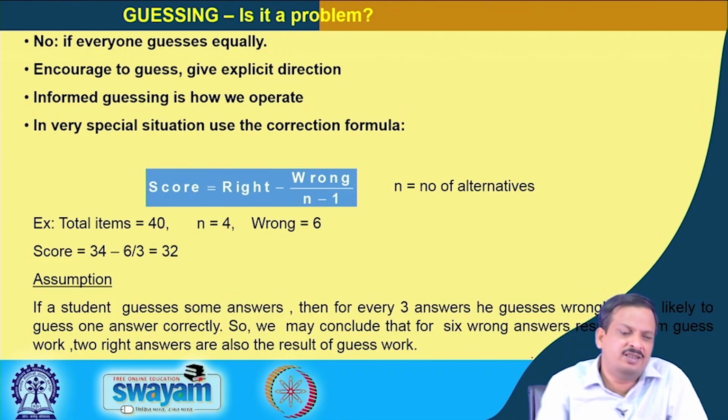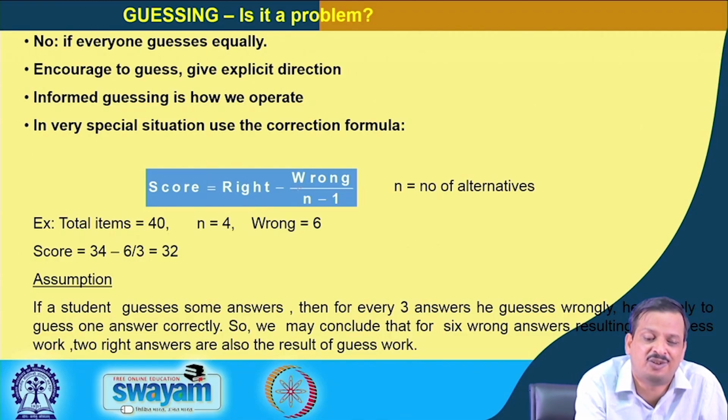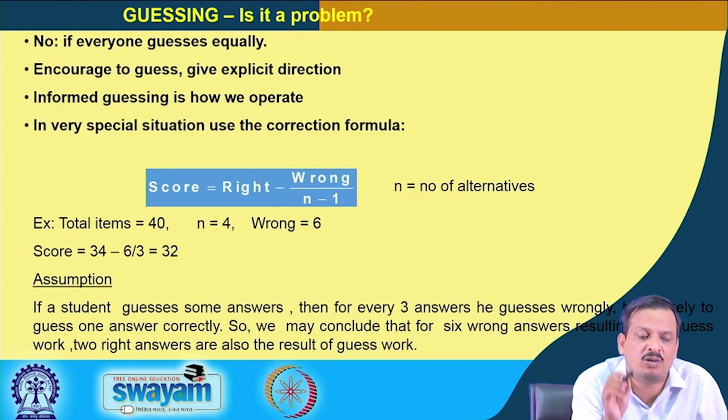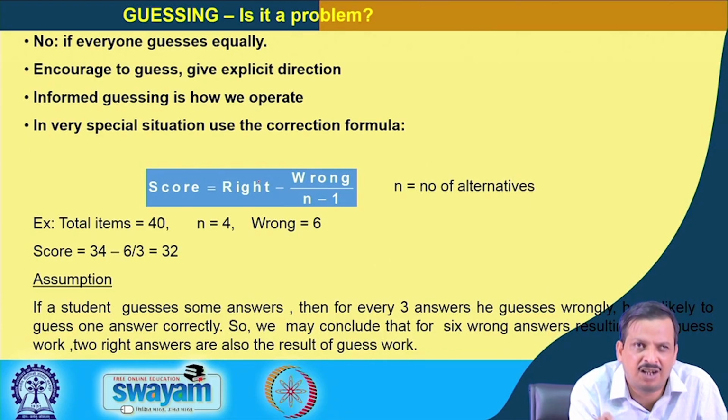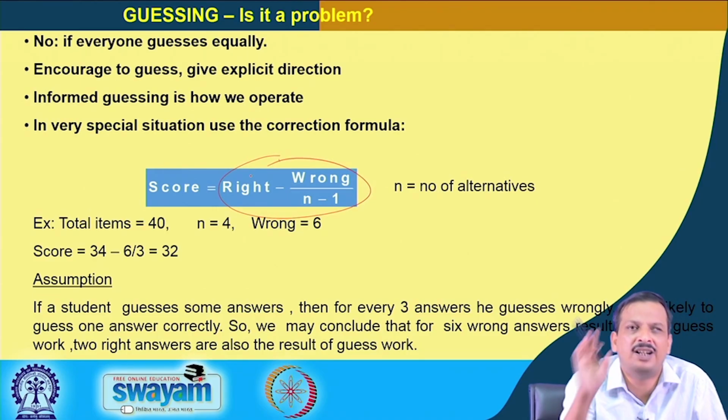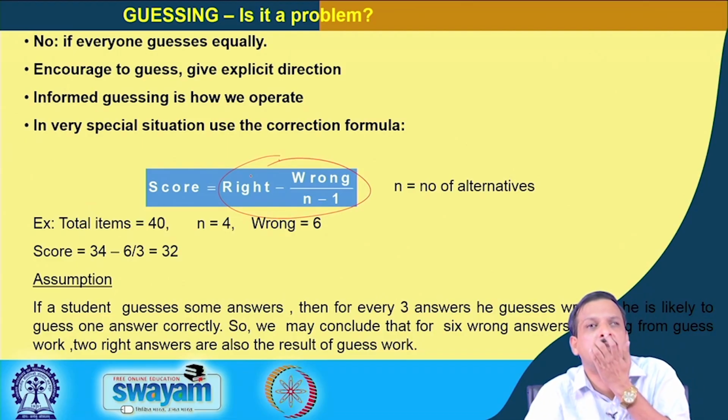Maybe this formula is not right, it is not right minus wrong; it is total marks minus marks obtained by the student that gives me the guessed marks. So, this formula may not be correct as written. The formula is total marks minus marks obtained by the students, divided by the number of choices minus 1.